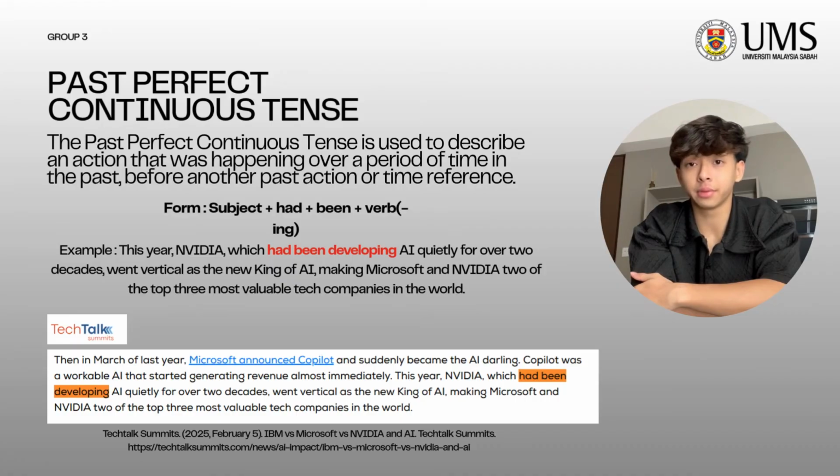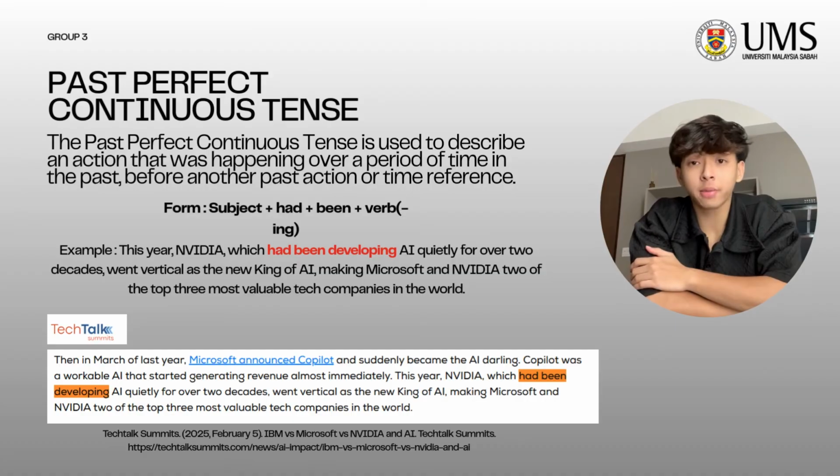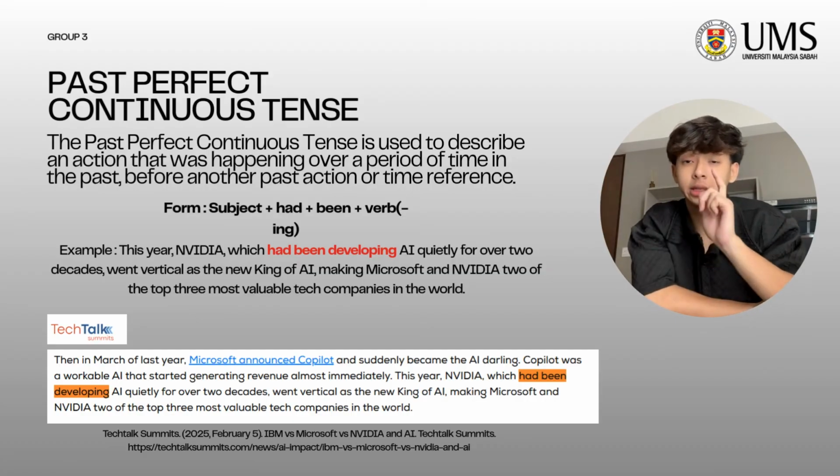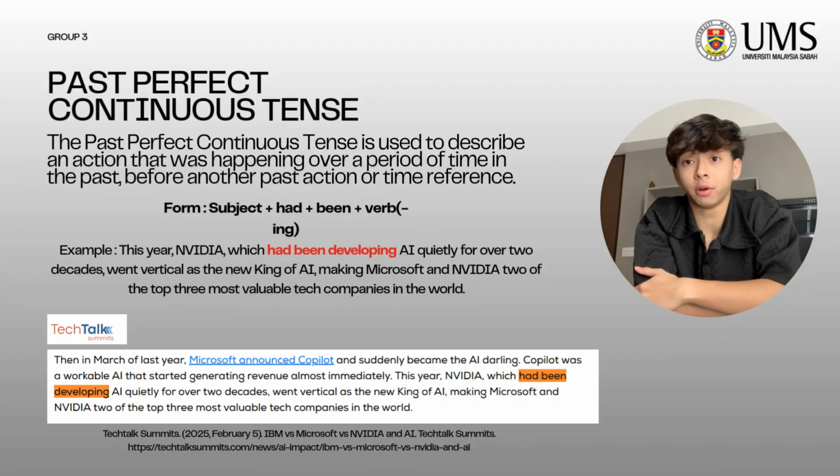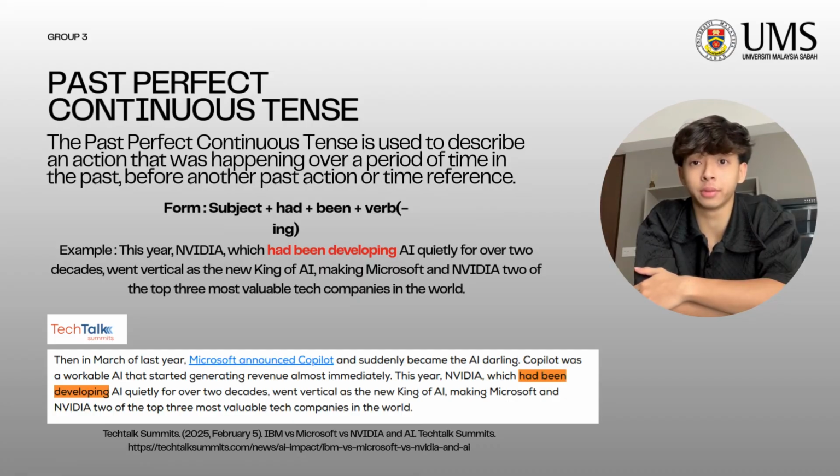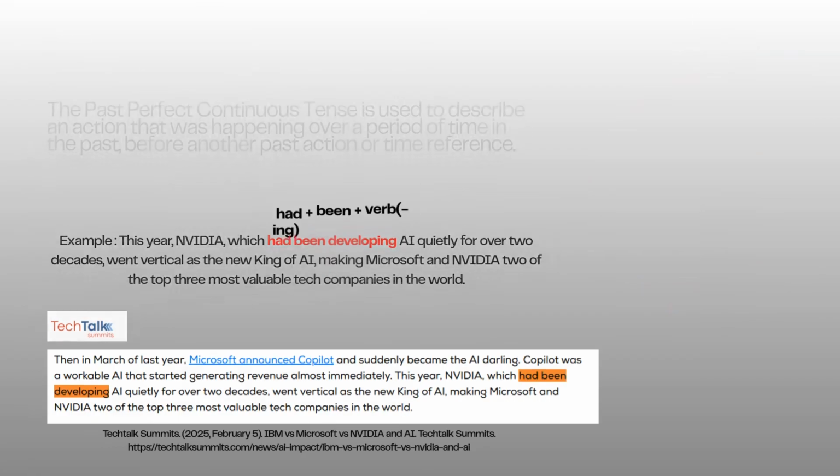For an example, this year NVIDIA, there is a subject, which had been developing is a verb, AI quietly for over 2 decades, went vertical as the new king of AI, making Microsoft and NVIDIA two of the top 3 most valuable tech companies in the world.